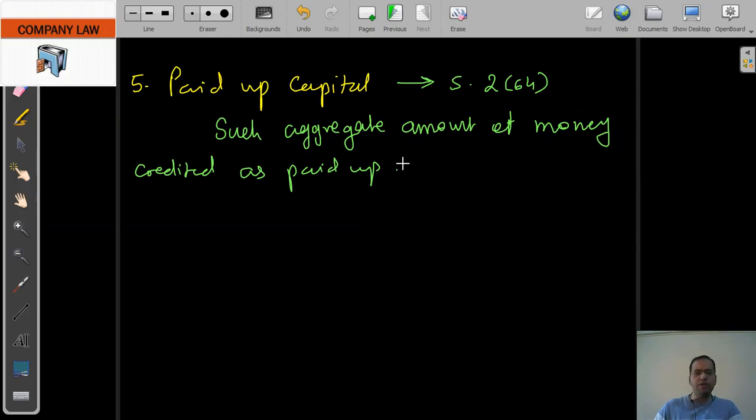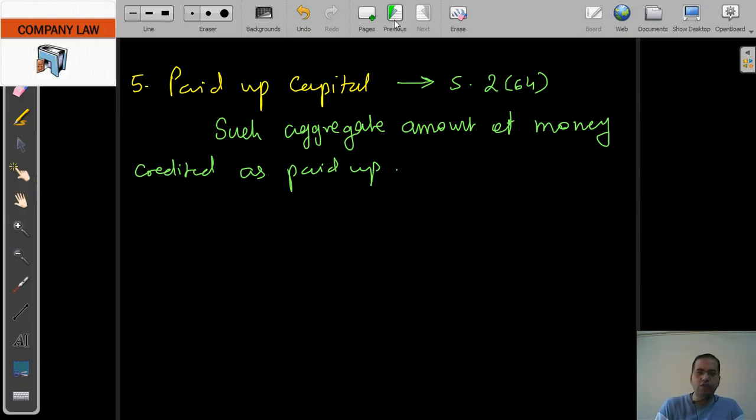So in short, what you need to remember is that the paid up capital is that part of the called up capital. Suppose the company has called up the capital, and out of that called up capital, the actual payment has been made for a certain amount. Let's say the company has called up 2 lakh rupees of the capital, and the shareholders have paid 50% of it. So my paid up capital will become 1 lakh rupees. Paid up capital is an important concept one needs to understand very well.